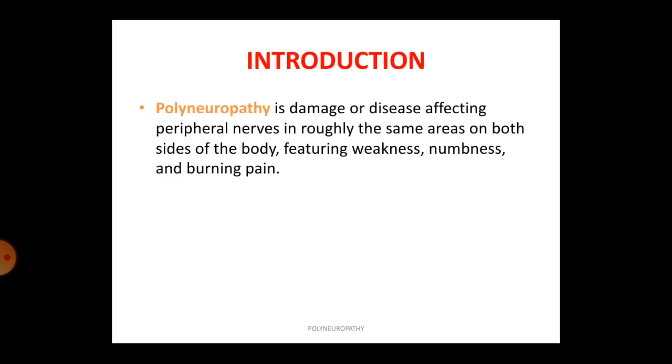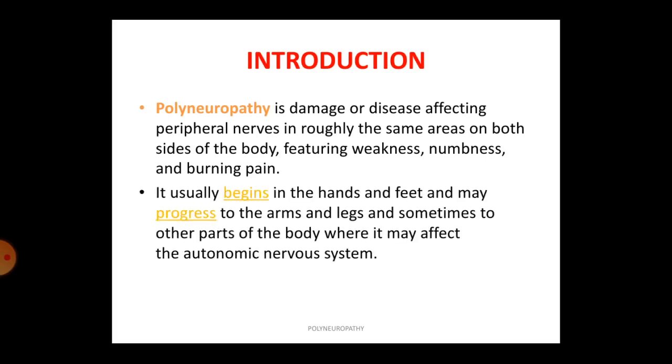So what is polyneuropathy? Polyneuropathy is damage or disease affecting peripheral nerves in roughly the same areas on both sides of the body, featuring weakness, numbness and burning pain. So peripheral nerves are affected by any damage or disease. Generally the features will be the same on the right side as well as the left side, and clinically it will be identified by muscle weakness, numbness or burning type of pain.